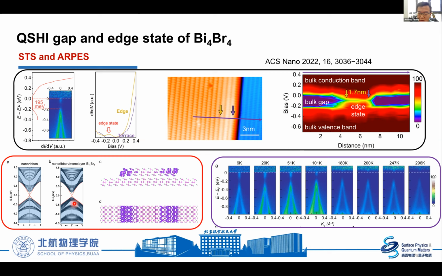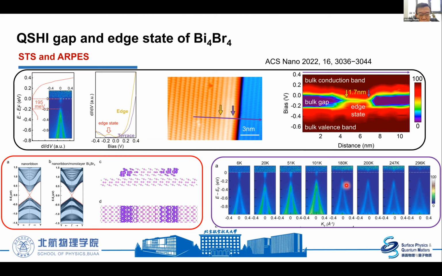In order to figure out whether there is a topological phase transition when changing the temperature, we perform temperature dependent ARPES measurements. We see that by changing the temperature, the whole band is shifted towards the Fermi surface, and the gap size is almost unchanged at different temperatures from 6 Kelvin to room temperature. Since the gap size is much larger than the thermal activation energy at room temperature, we think that this system, the bismuth bromide nanoribbon, could be a promising platform to observe the quantum spin Hall effect.